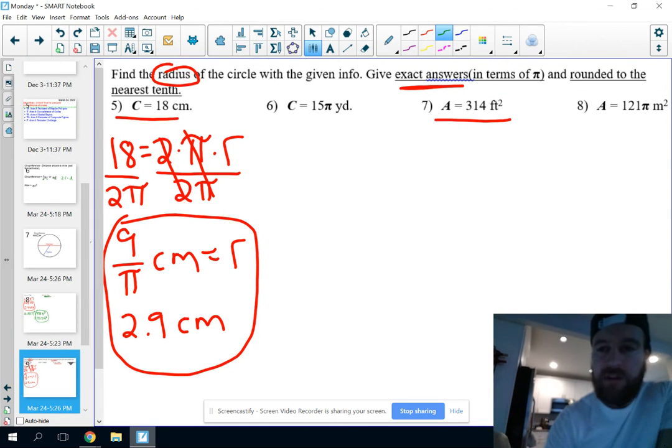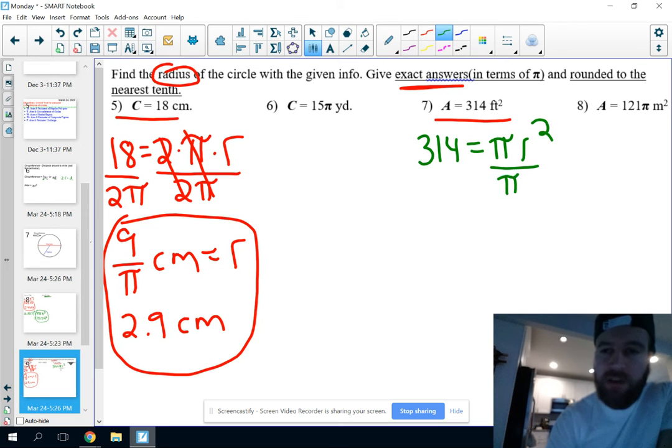And then for our area, same idea. We're given the area, and we're working backwards. This time, though, our formula is pi r squared. So to start finding our exact answer, divide by the pi. We're keeping pi in there, so not even going to the calculator yet. So 314 over pi equals r squared.